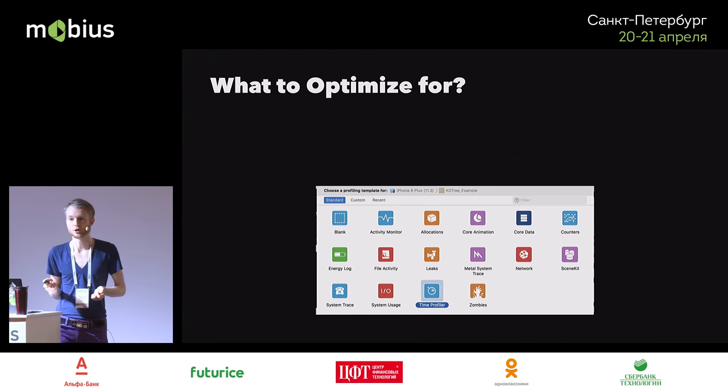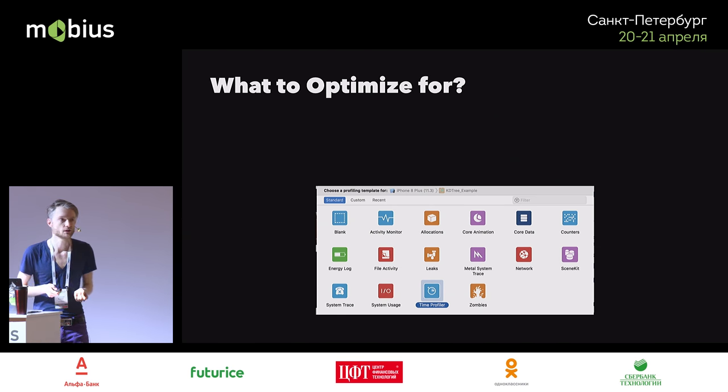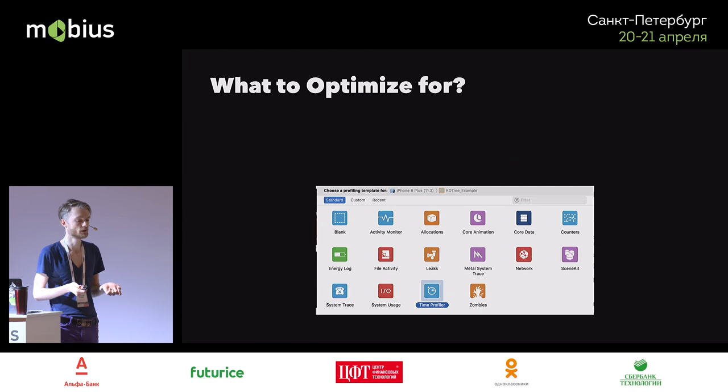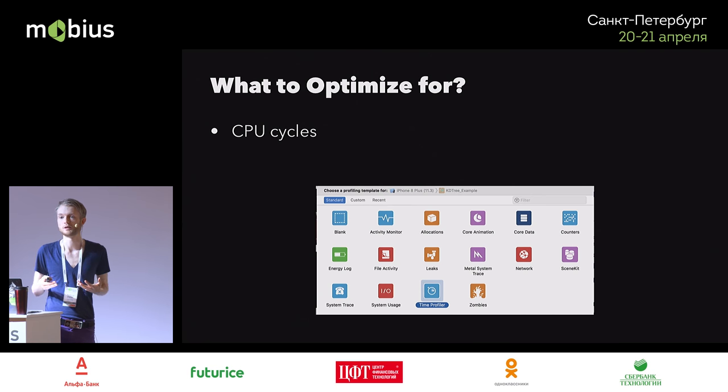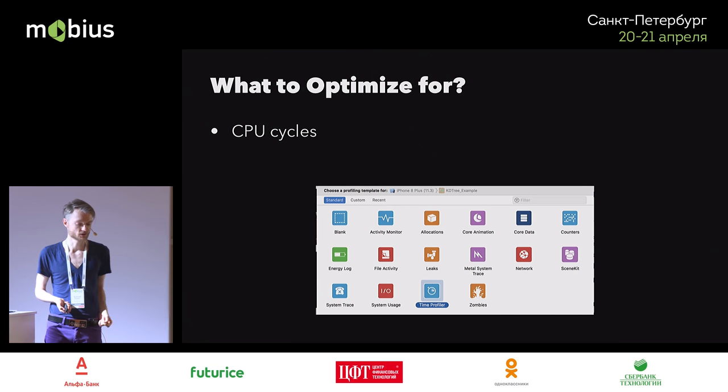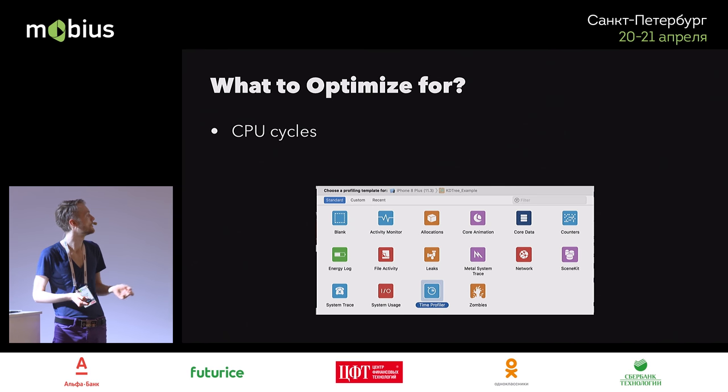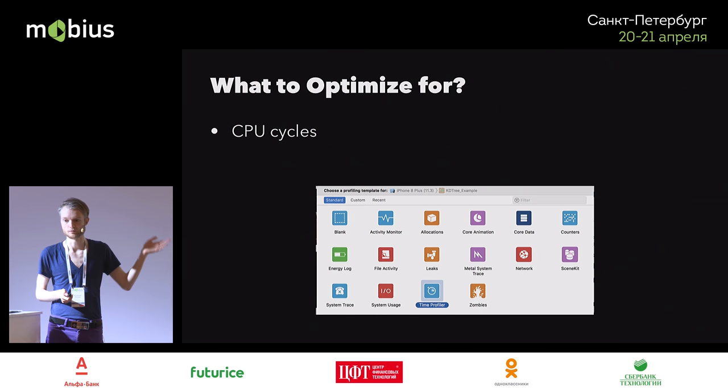So yeah, what can we optimize for? We can optimize for performance. So optimize for performance, that means CPU cycles. If you're an Xcode developer, an Apple developer, you have this nice Instruments program. You open Instruments, and you use the time profiler, for example, to find which part of your program is using the most CPU cycles.